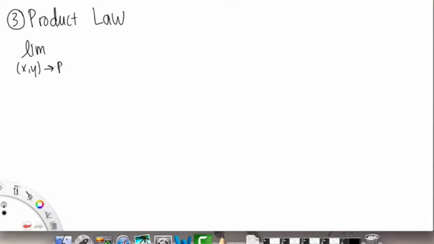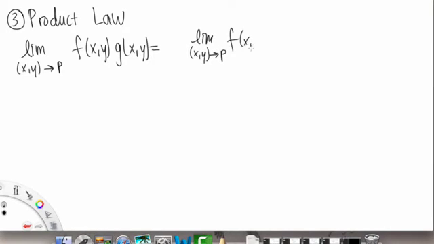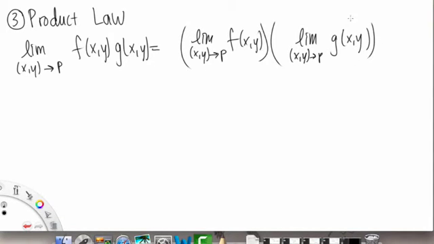Limit as (x,y) goes to P of f(x,y) times g(x,y) is the same thing as if you were to take the limits of each one of those functions separately as (x,y) goes to P. So here's the first one, and here's the second one, limit as (x,y) goes to P of g(x,y). And then you were to multiply both of those quantities together.